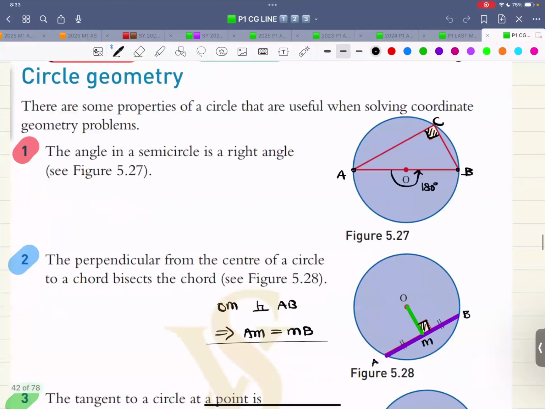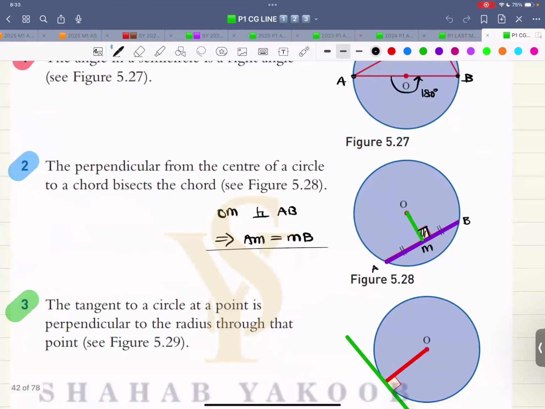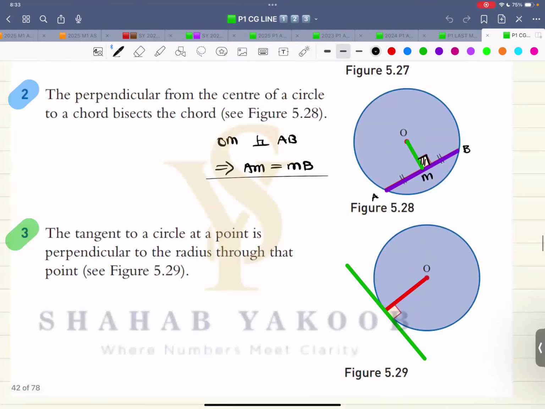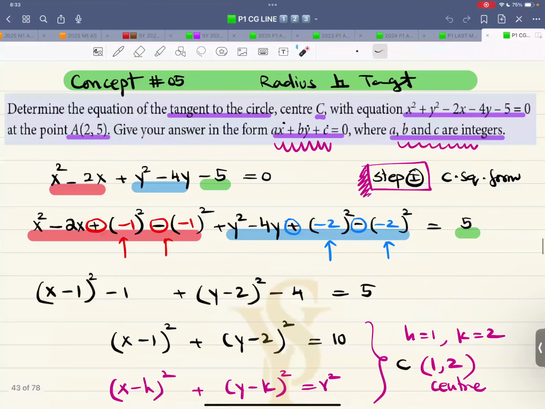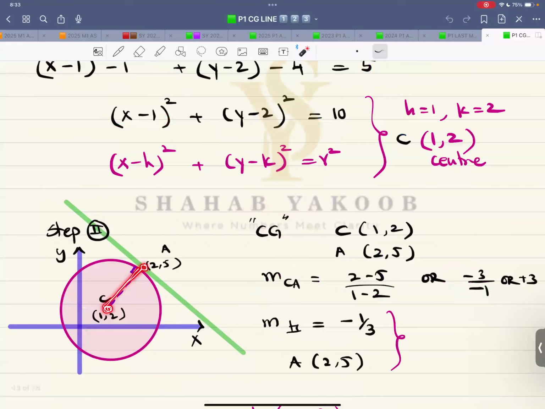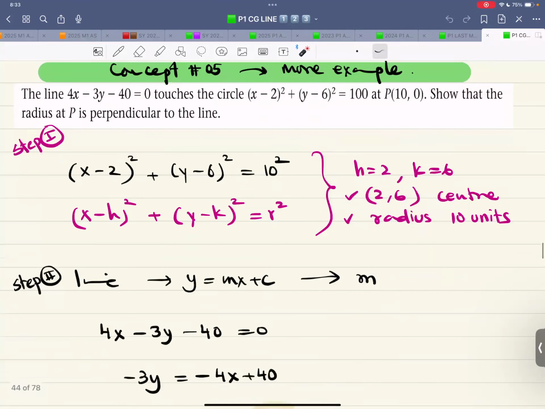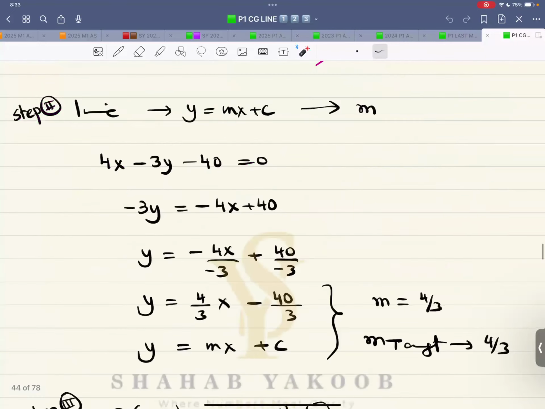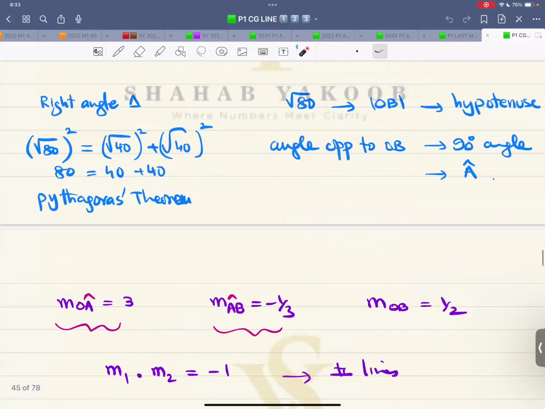Circle geometry, all these properties are necessary. The diameter makes a 90-degree angle at the circumference. Radius is perpendicular to the tangent at the point of contact. The line from the center to the chord bisects the chord equally. And if you need the radius, this is the radius, this is the radius. For the equation of the tangent, you need the center. You need the gradient from the center to this point, negative reciprocal, that's the gradient of the tangent, and then the equation. Something like this, all these things. So many questions that are there.